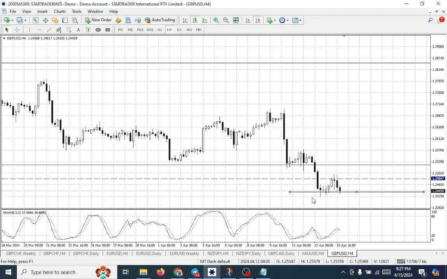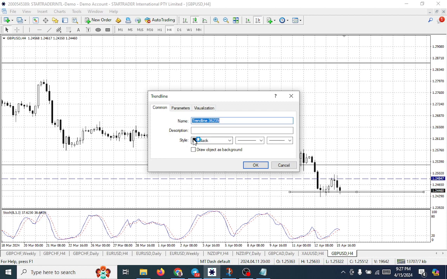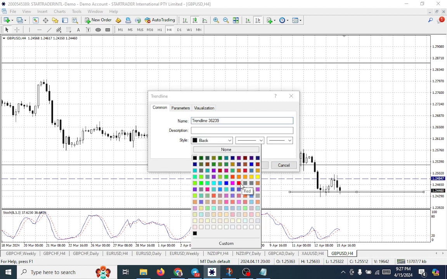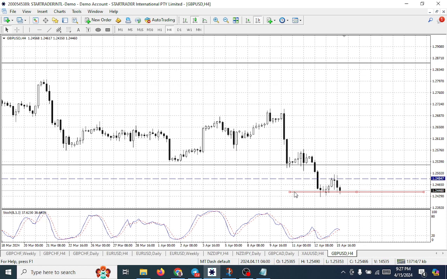Let me just change the color of that structure line to red. So I see this as a break of structure. If this candlestick closes below this red line, I see it as a break of structure. That would have confirmed the bear's footprint in this market.